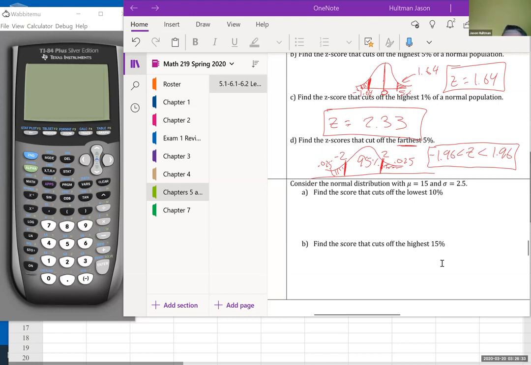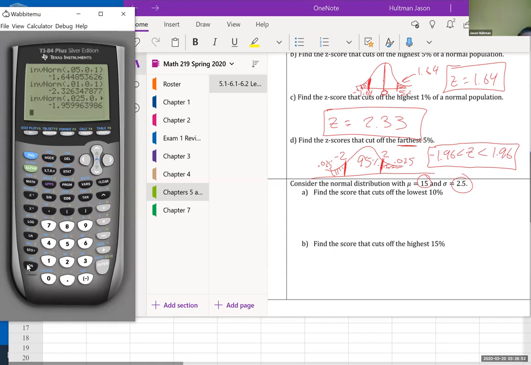Okay, find the score that cuts off the lowest 10%. So here we're just going to do the exact same thing, but we're changing what mu and sigma are. I'm going to turn my calculator on again. Go to inverse norm, second vars, inverse norm. And this time it's going to be the lowest 10%, so 0.10. But we're going to change mu and sigma. Mu is 15. Sigma is 2.5.